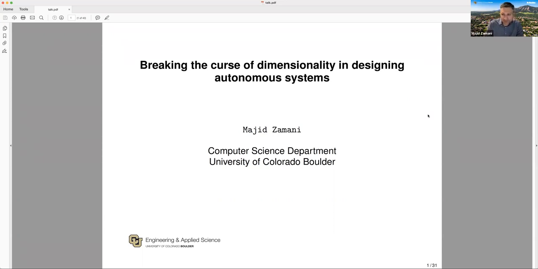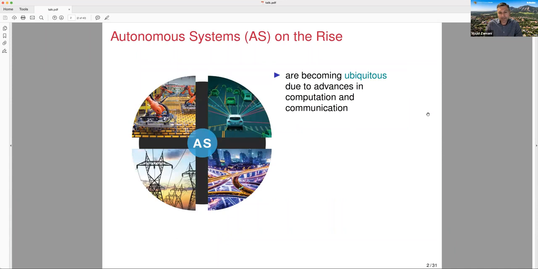First, let me introduce what I mean by autonomous systems. The autonomous systems that I'm dealing with are those which combine tight interaction of physical and computational components. Of course, self-driving cars are an example of autonomous systems, but in this talk I mean it from a very general perspective. They are becoming more and more ubiquitous, which we know why, because we have seen a lot of advances in computation, memory, and communication capabilities. Examples of those systems include self-driving cars, transportation networks, smart grids, and robotic manufacturing.